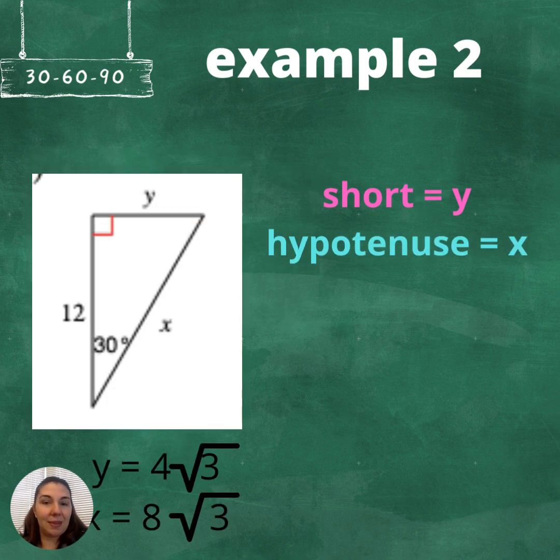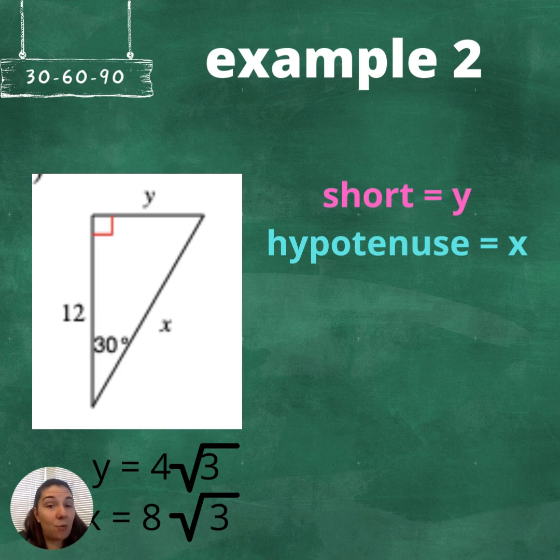Okay, example 2. In this case, they give us a side length that's 12. If you look at the picture, the 60-degree angle is not written in. We can assume that the 60-degree angle is the top right one because, again, triangles have to be 180 degrees. If you've got a 90-degree angle and a 30-degree angle, then the missing angle has to be 60. And that would be the angle across from the 12.